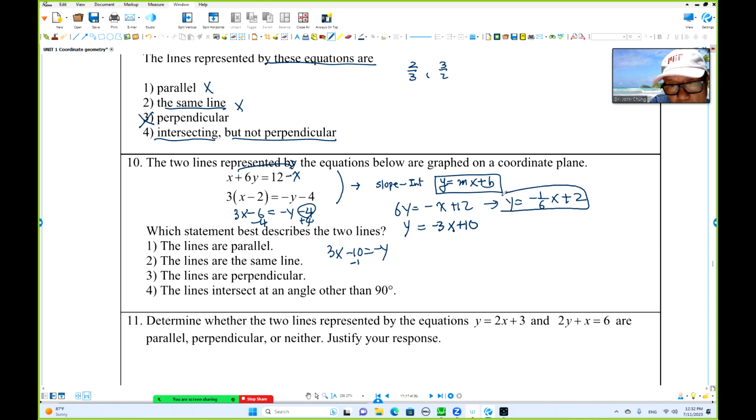We have two equations over here. Take a look. Okay. What happened over here? Same slope? One is y equals negative 3x, the other one is negative 1/6 x. Are they parallel? No. It's not the same slope. Same line? No, the slope is different. Perpendicular? They are not negative reciprocals of each other. Also different y-intercept. Same as before, right? They're going to have one intersection, but not perpendicular, right? Choice 4 is still the answer, okay?